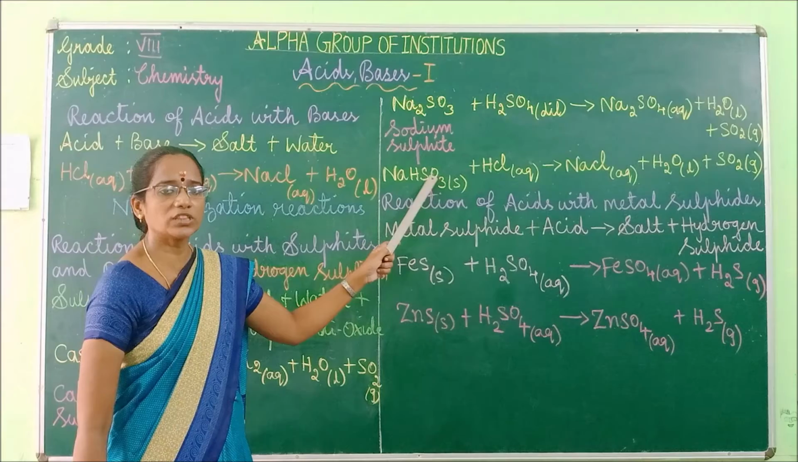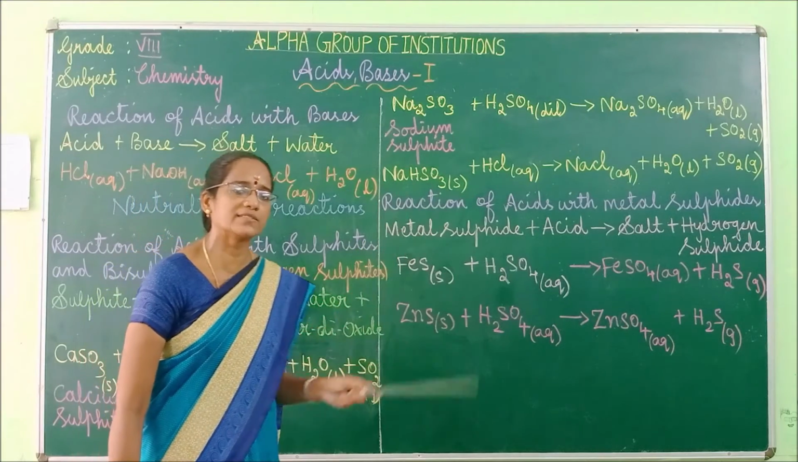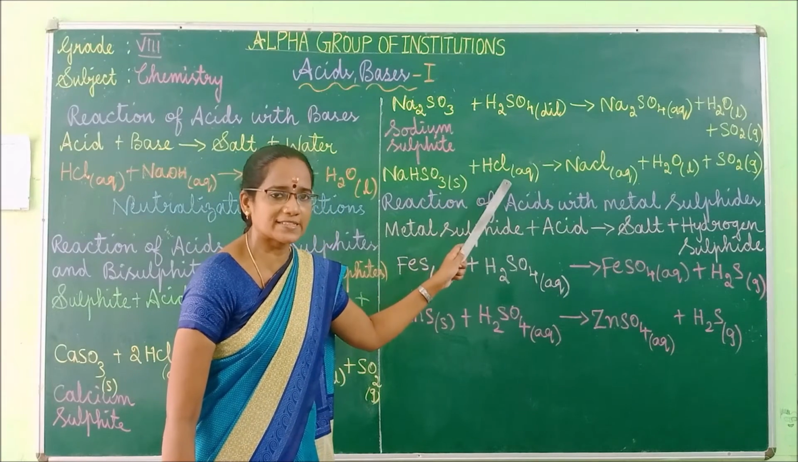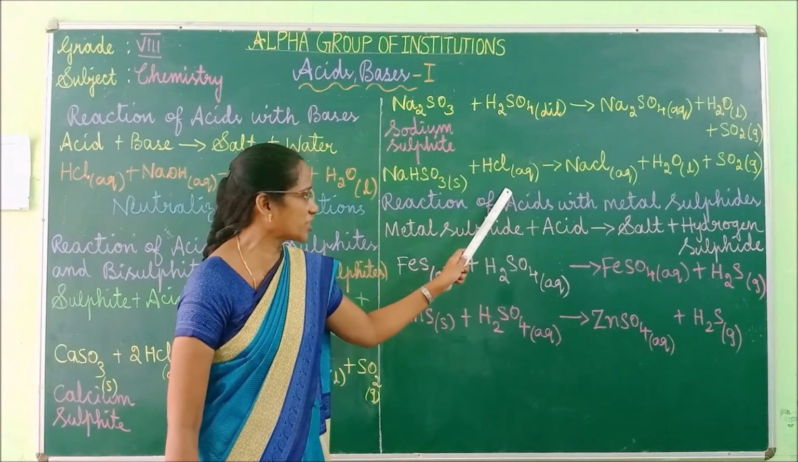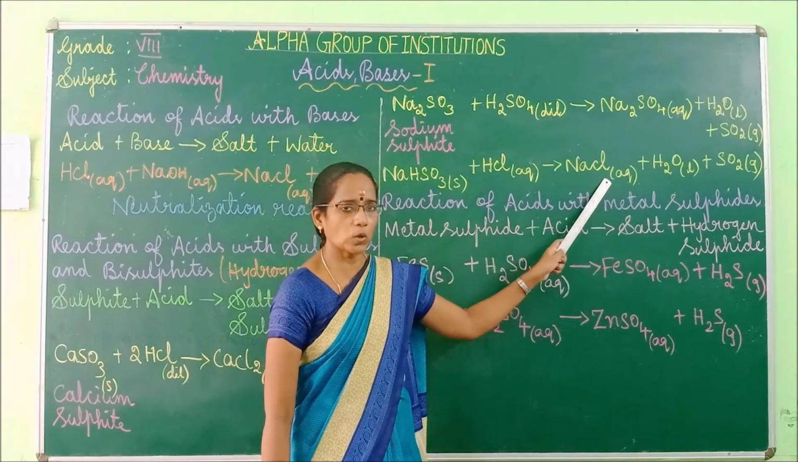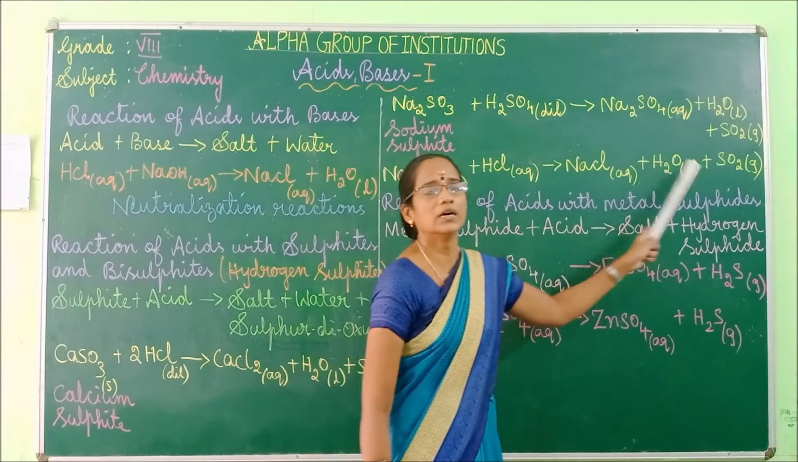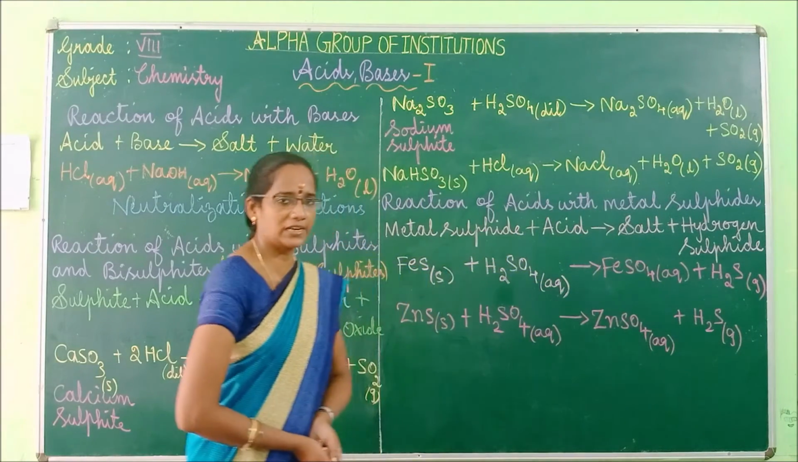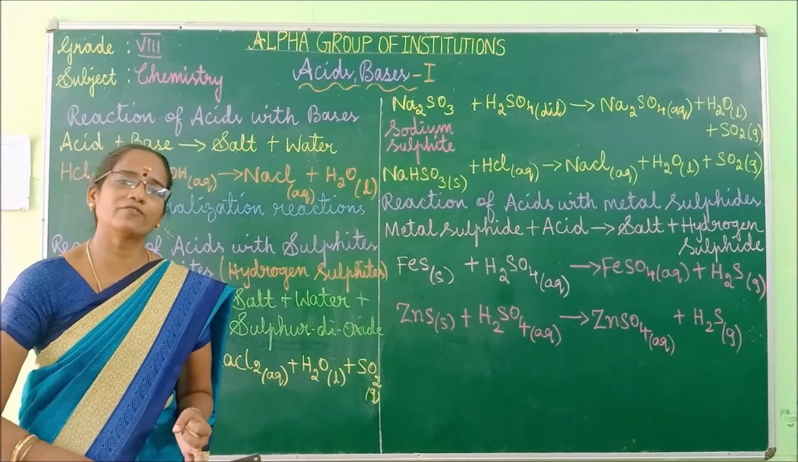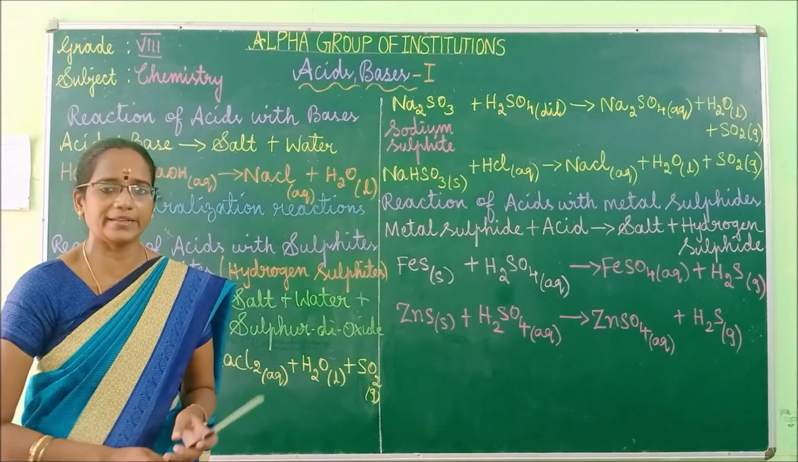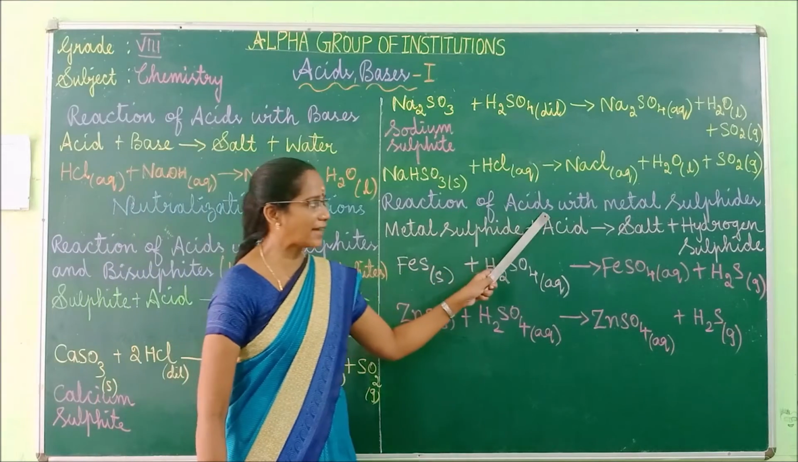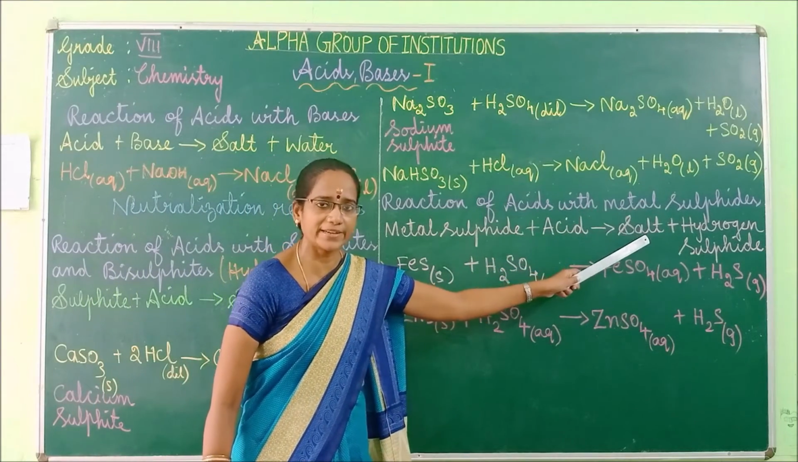Okay, NaHSO3 is sodium bisulfite, or otherwise we can say sodium hydrogen sulfite. When this compound reacts with HCl, hydrochloric acid aqueous solution, both react to produce common salt, that is sodium chloride. Along with that, water and sulfur dioxide gas are released. So you have to mention the compound name as well as the formula correctly while writing the compound. Okay, so next we can move to reaction of acids with metal sulfides, right?